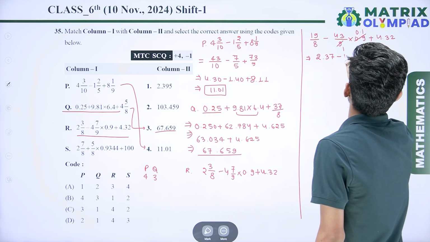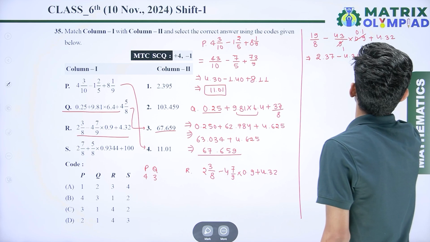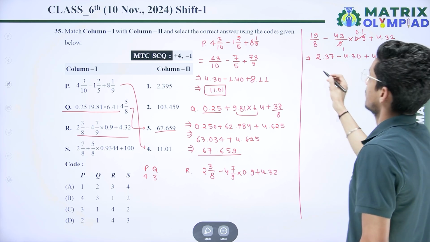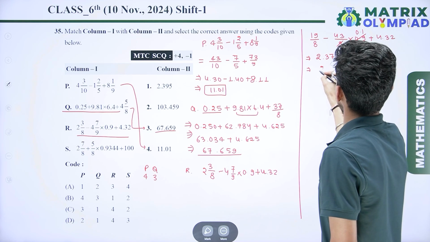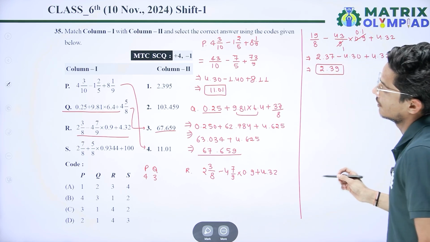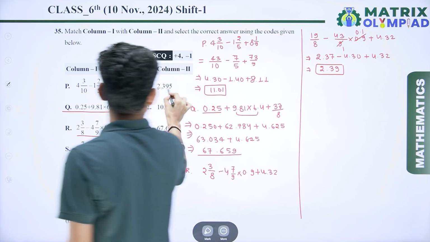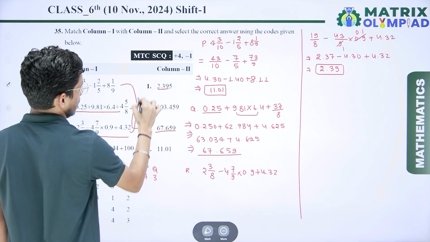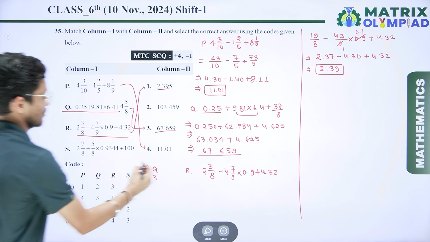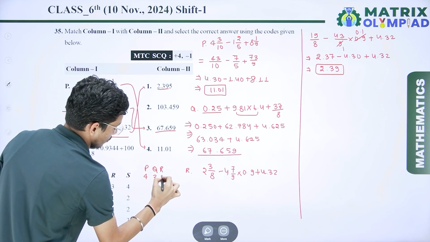So here we get 4.30 plus 4.32. If I simplify here, we get the answer 2.39. So check where is 2.39. So here we have 2.39. It means R is connected to 1. So I can write here R is connected to 1.